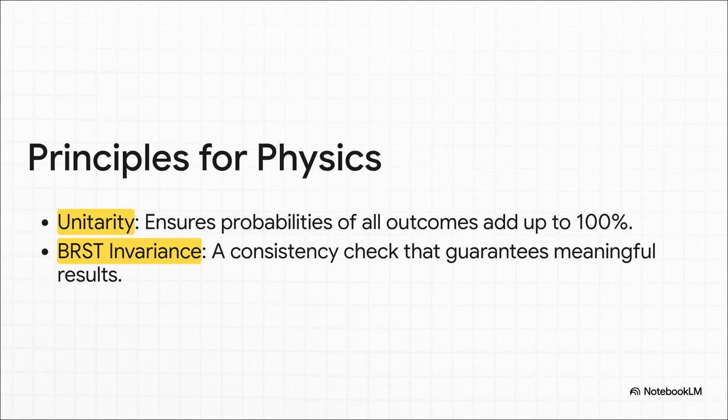Now, of course, before you can do any math, you have to follow the rules of physics. Unitarity is just, well, it's common sense, right? It just means the chances of all the possible outcomes have to add up to 100%. And BRST invariance? That's a much more complicated beast, but you can think of it as the theory's built-in nonsense detector. It's a super important check that makes sure the answers you get are actually physically meaningful. Without these two rules, none of this works.